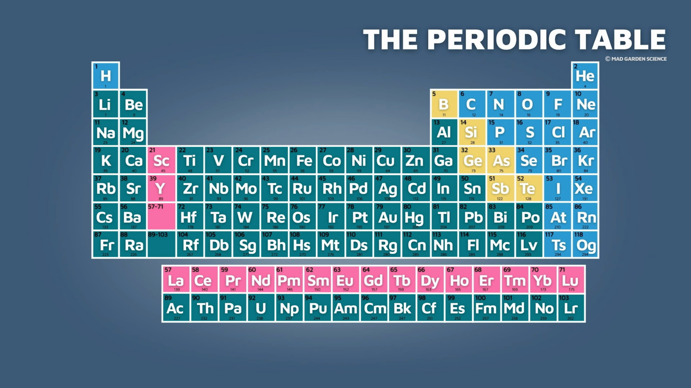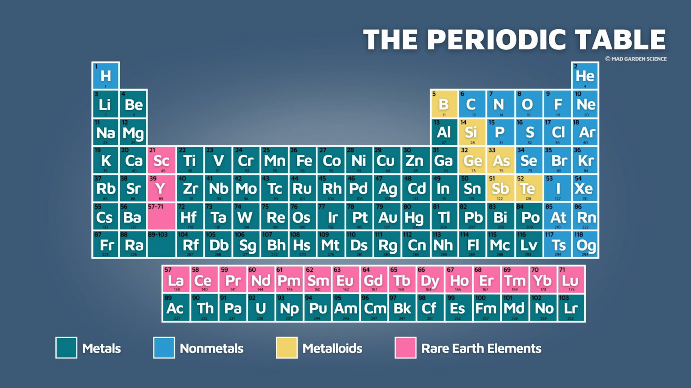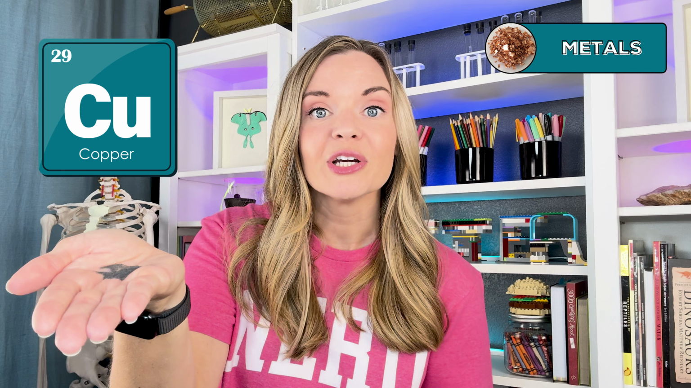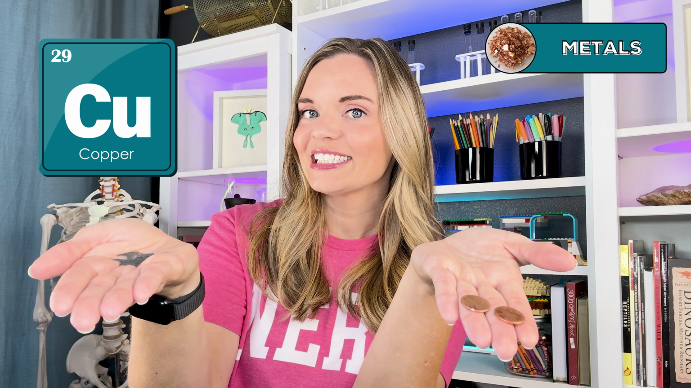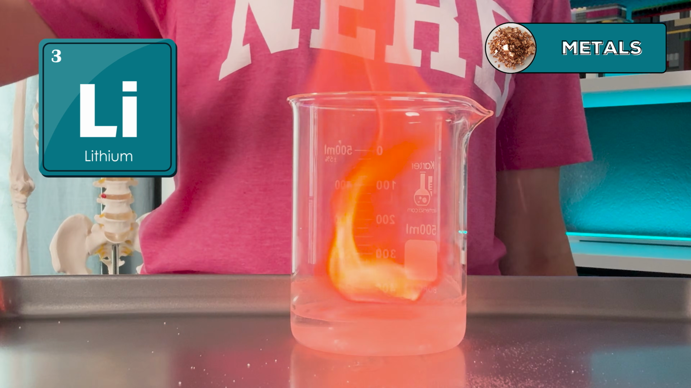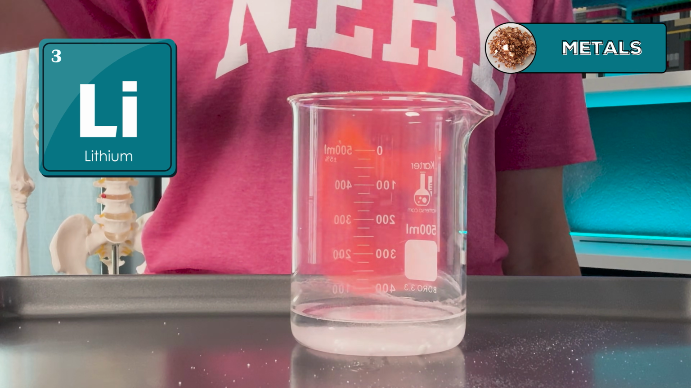If you break down the elements into 4 groups, this is what the periodic table will look like. Here we have the metals, nonmetals, metalloids, and rare earth elements. These groups can be broken down even farther, but this is as far as we're going to get today. Some common metals are iron, like these iron filings from earlier, or copper, like the covering of these pennies. Potassium and lithium are also metals, but are reactive metals and produce colorful flames when they're burned.